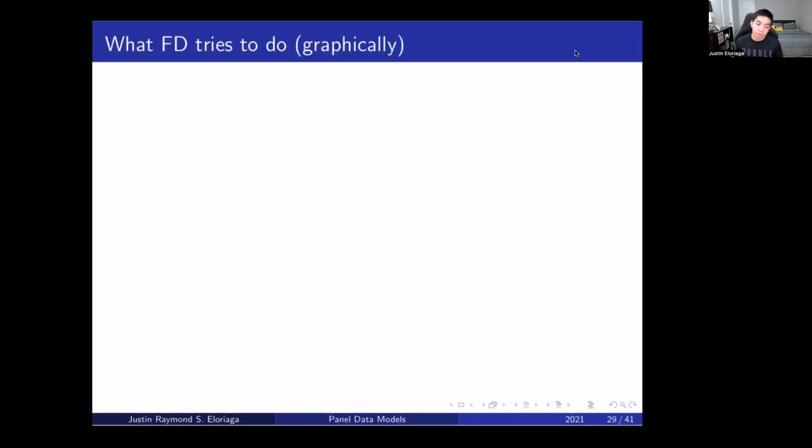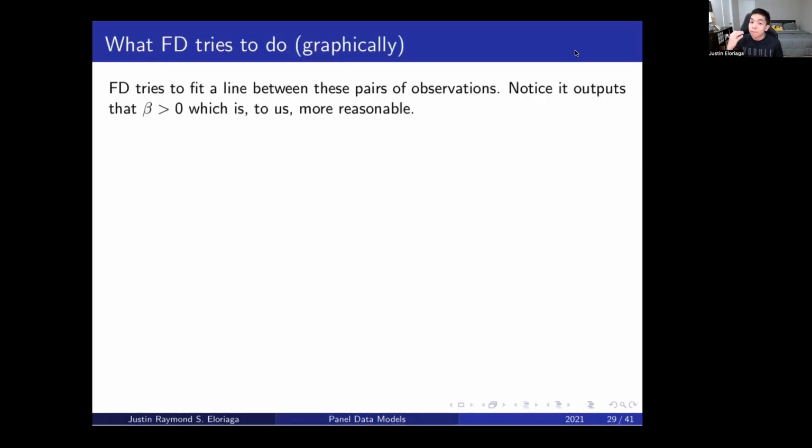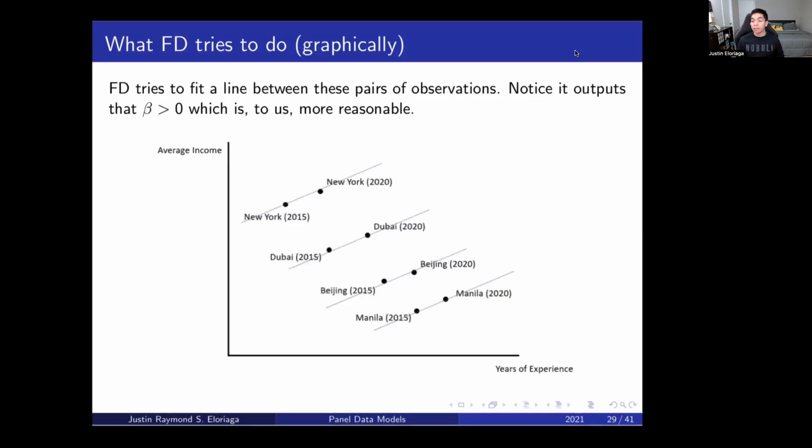So what does the first differences model try to do graphically? Well, the first differences model will try to fit a line between these pairs of observations. And notice it will give us a beta that is positive. That is the approach the first differences model is taking. It's trying to account for the fact that those city differences matter, and it's going to give you the upward sloping betas that you expect.